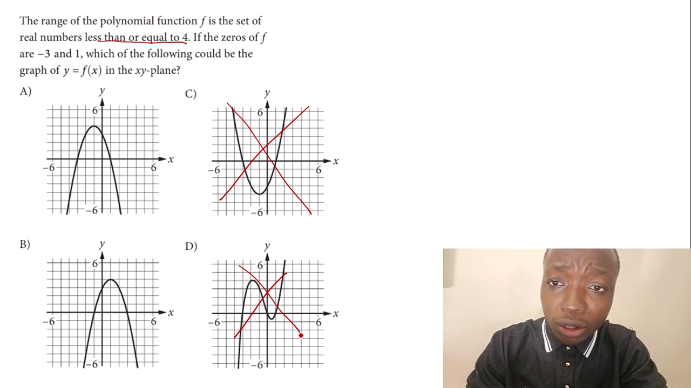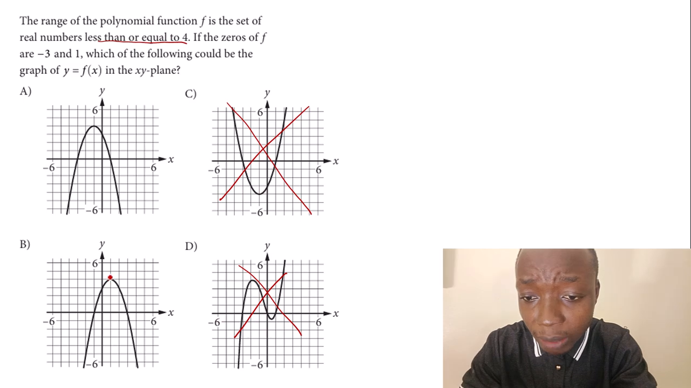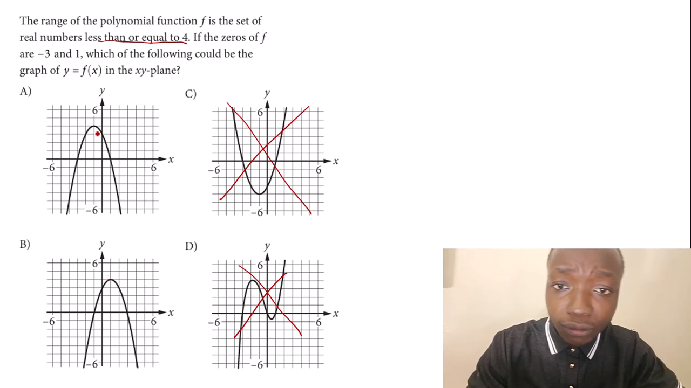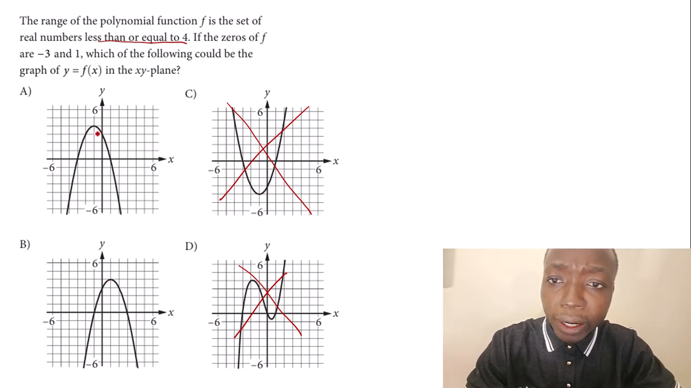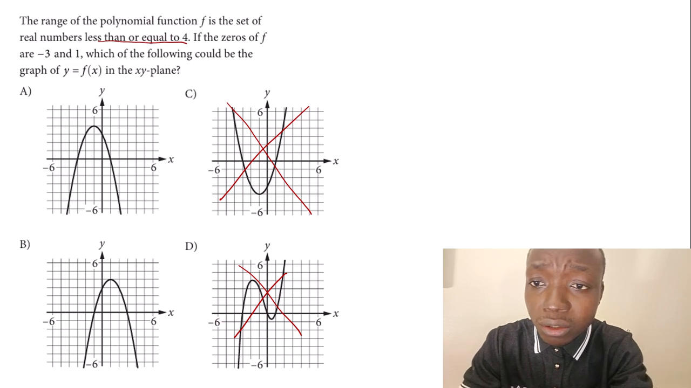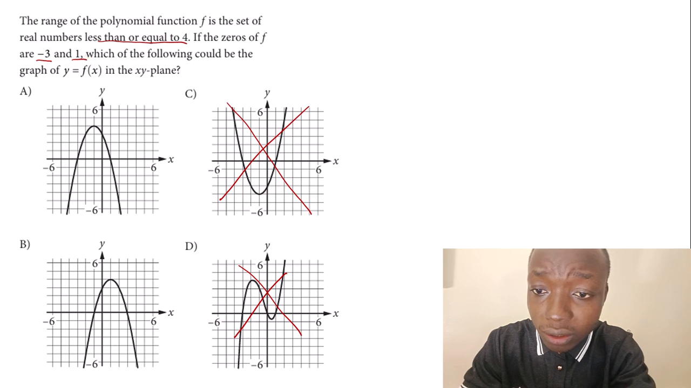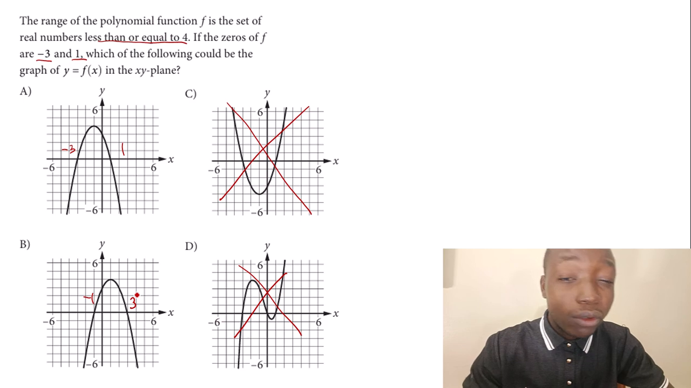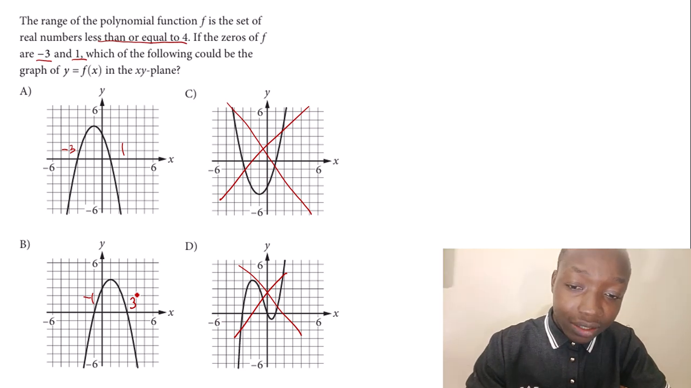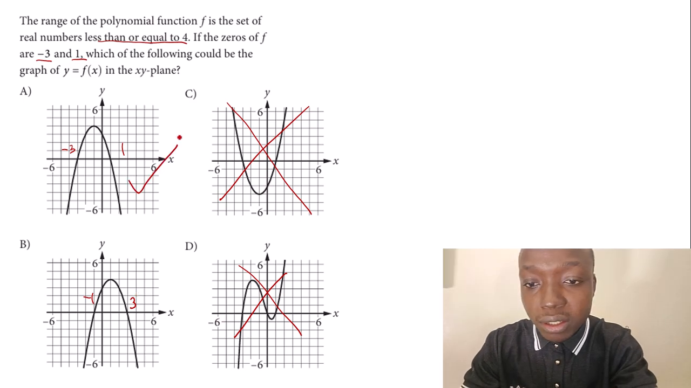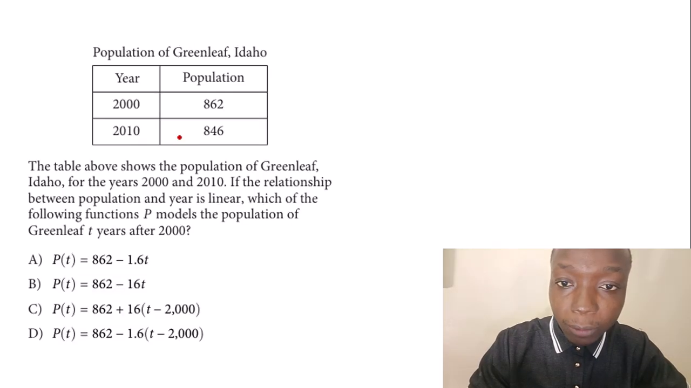We're told that the range should not be more than 4. So the maximum for both graphs is 4, right? Now we need to check the solutions, the zeros of the function, minus 3 and 1. So this is minus 3 and 1. This is minus 1 and 3. So you need to be very careful. SAT has set a trap here. They expect you to switch the signs, right? So this is our correct option, option A.